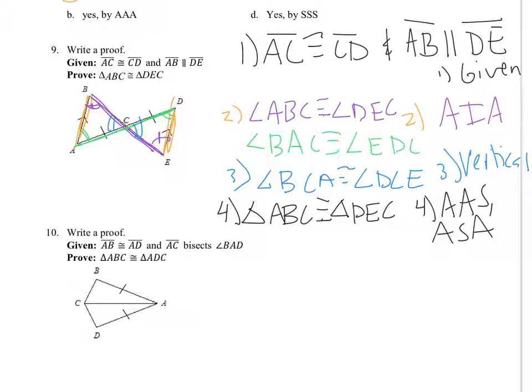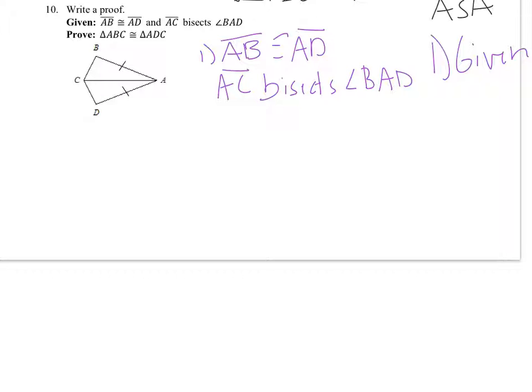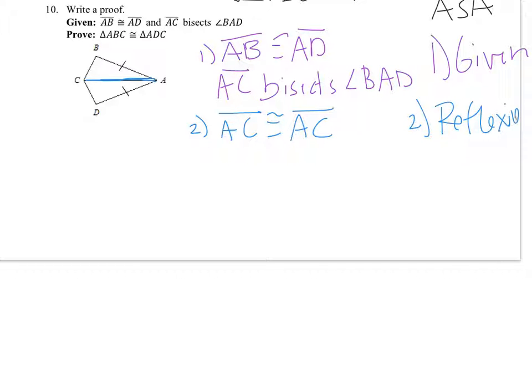Next proof. So I have my given here. Now when I'm looking at my picture, first thing I notice is that I have this overlapping side right here. So I'm going to say my second statement is going to be AC is congruent to AC. The reason why is because of reflexive. Make sure you draw it on your picture then.